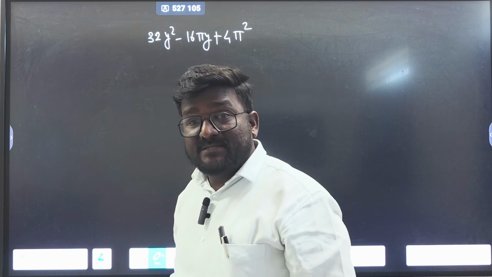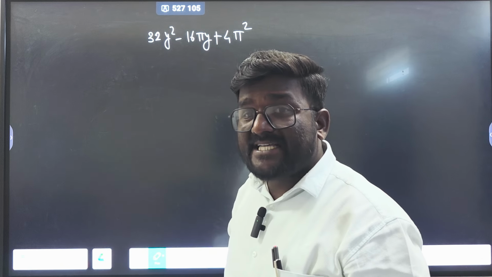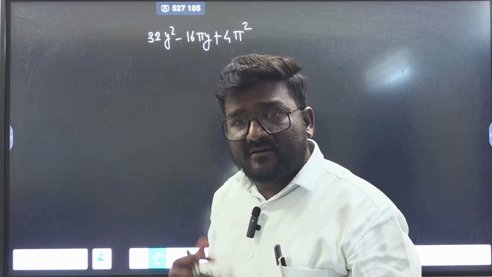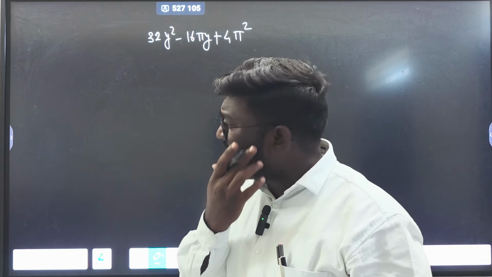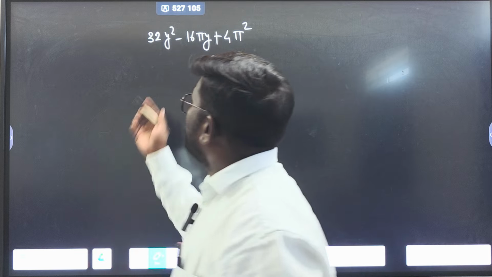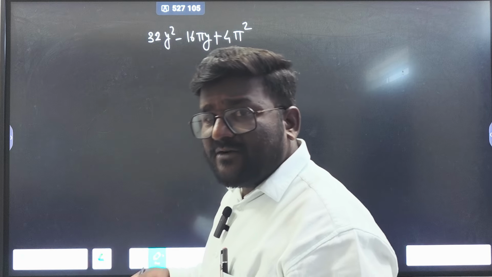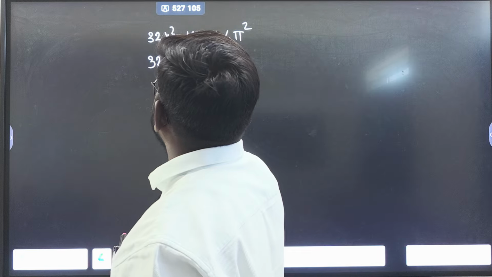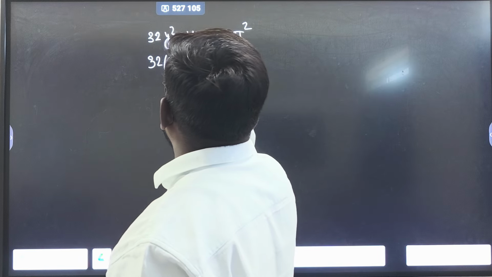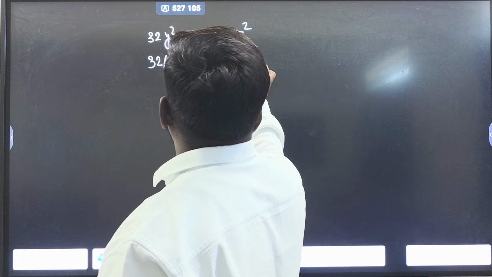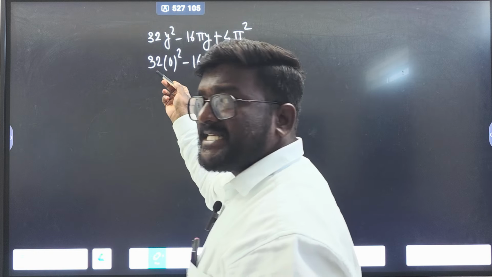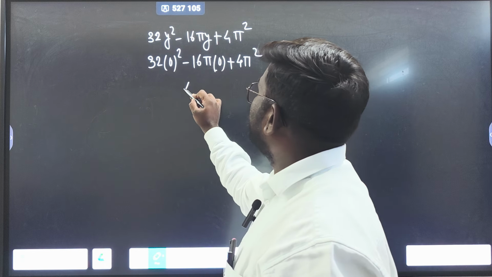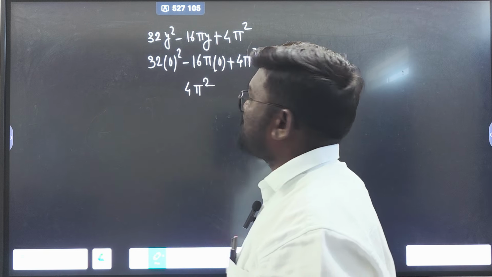Now for finding the maximum value, of course the maximum value lies on the boundaries of the principal values of sec inverse x. So first we will take 0. Why are we taking 0? We are putting y equals 0. So here we get 32 times 0 square minus 16 pi times 0 plus 4 pi square. So 0 into anything is 0, and we get only 4 pi square.